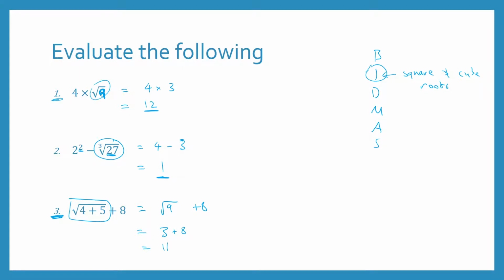It's important to note that the square root of 4 plus 5 does not equal the square root of 4 plus the square root of 5. If you do this, you're going to come into some problems. These two do not equal each other.